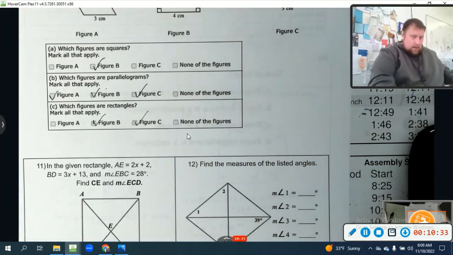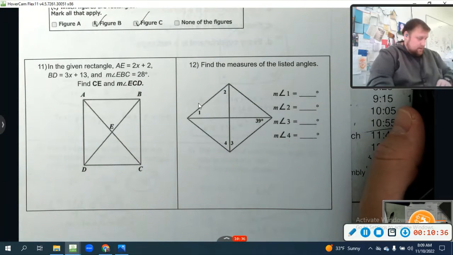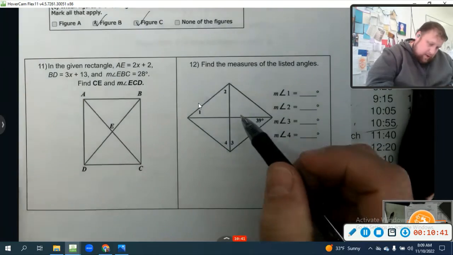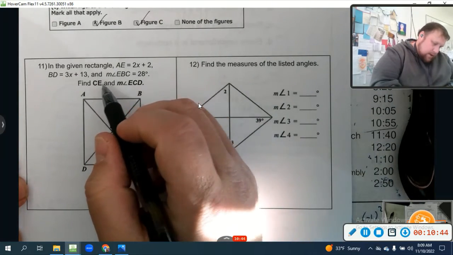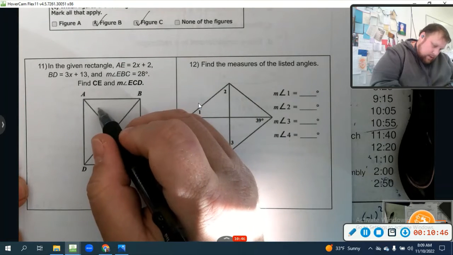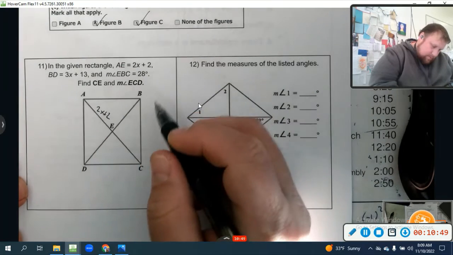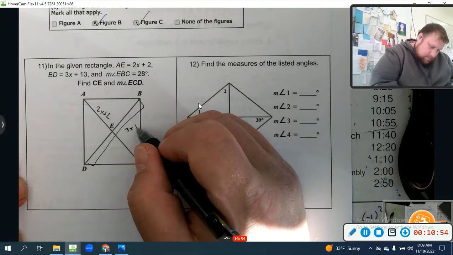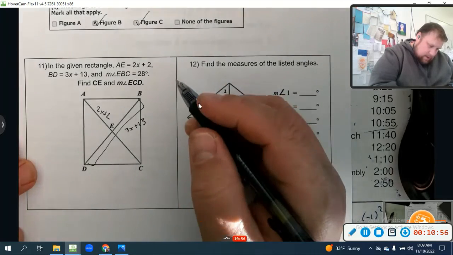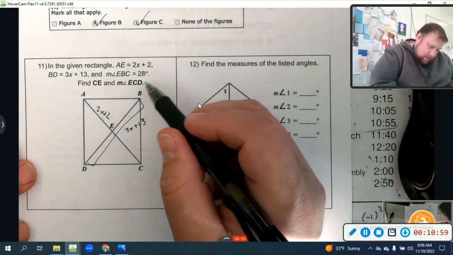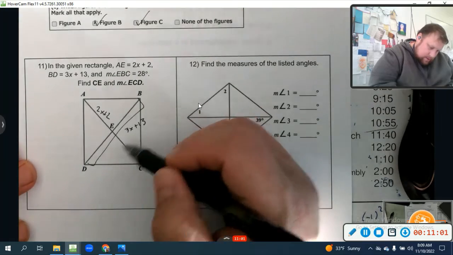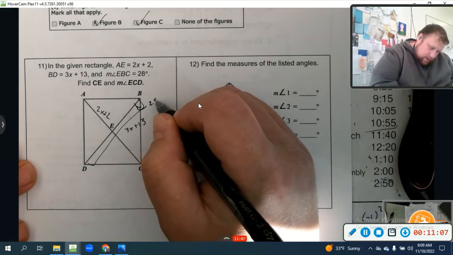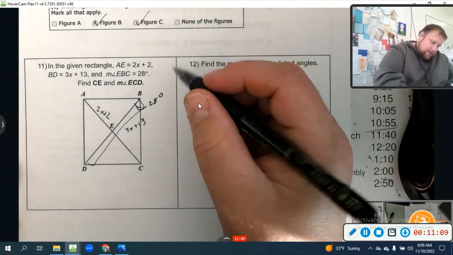Okay. All right. Let's do this. What does it tell me? Number 11. In the rectangle below, AE is 2x plus 2. BD, the whole thing, is 3x plus 13. And the measure of angle EBC, right here, is 28 degrees. Find CE. So we're going to do CE first. I'm going to do CE down here.